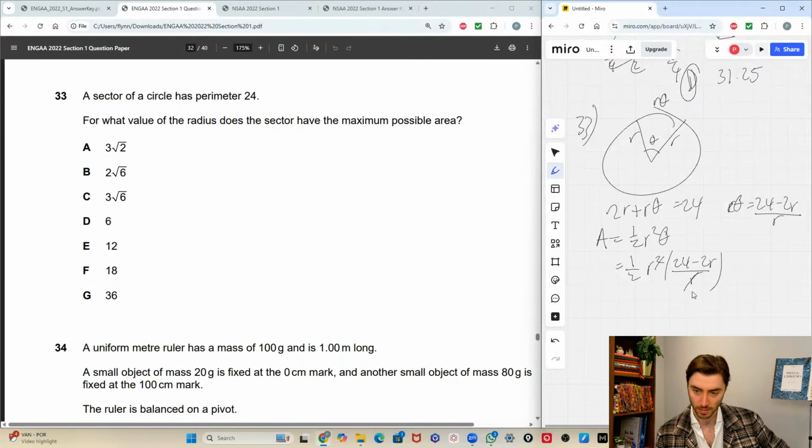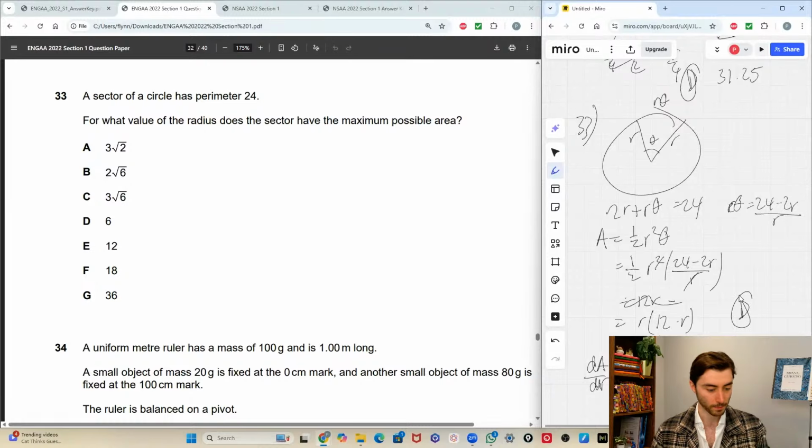Cancels, equals 12R minus, now don't mess this up. No, do this in stages. All right, it equals R into 12 minus R. So it's minus R squared plus 12R. Come on, Mira, you can do it. So we optimize by differentiating and setting to 0. Minus 2R plus 12 is 0. R is equal to 6, which is D. Okay.